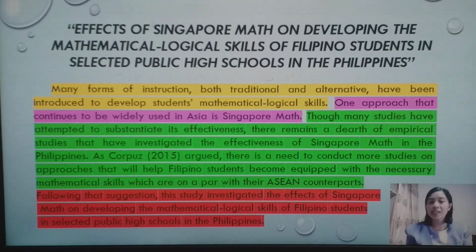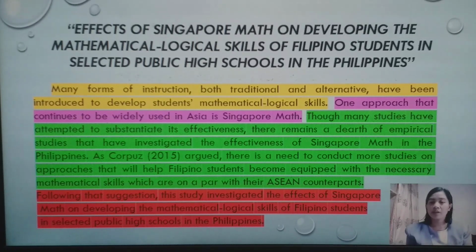As Corpus in 2015 argued, there is a need to conduct more studies on approaches that will help Filipino students become equipped with the necessary mathematical skills which are on a par with their Asian counterparts. So here, the research gap should convince the readers that in spite of the intervention already made, the problem continues to exist and there is really a need to conduct the study.